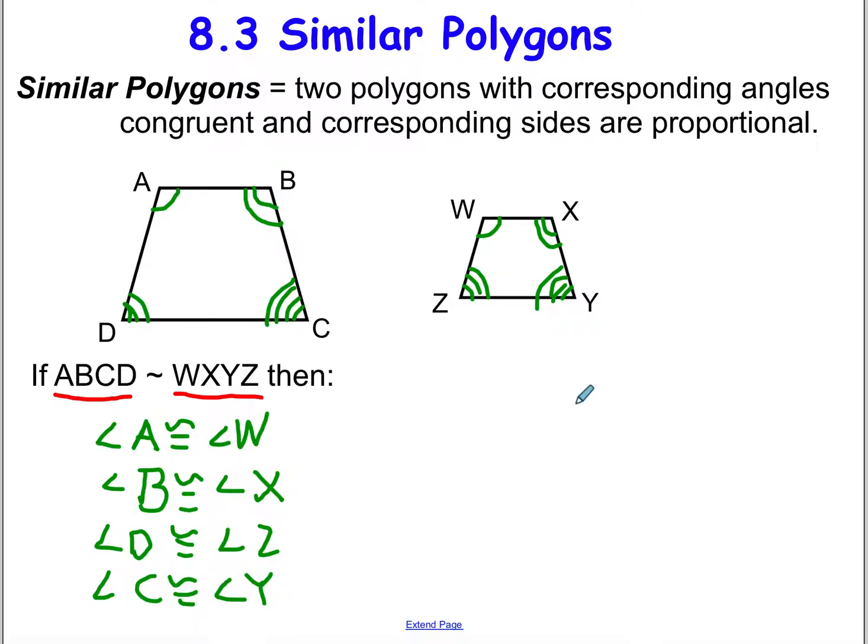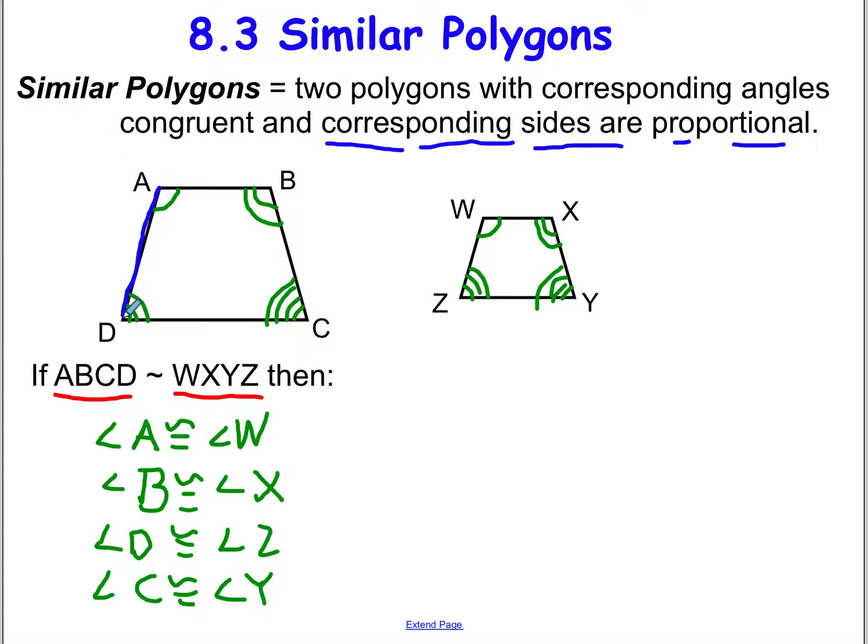Okay, now, the next thing that it says is not just that we have corresponding angles that are congruent. It also says that the corresponding sides are proportional. Now, let's talk about what that means for a second. What does it mean when two things are proportional? We've just spent two sections writing ratios and proportions. What does it mean to say that two things are proportional? Well, it means that the relationship between them is going to be the same. So here's what I mean.